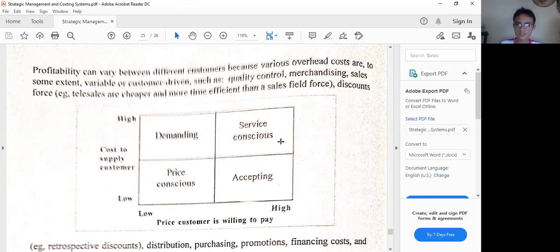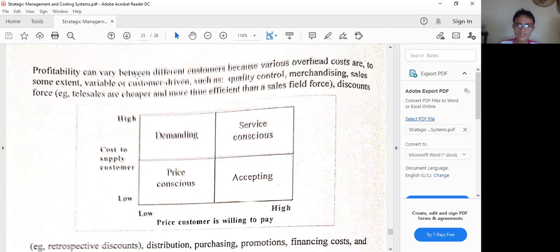Next is service conscious. They are, of course, willing to pay a high price, but they also have high cost to maintain or sustain. So they want the best service as much as possible. And finally, the accepting customers. They're willing to pay the high price, but they're willing to wait. Okay, so these are the classifications of the customers.